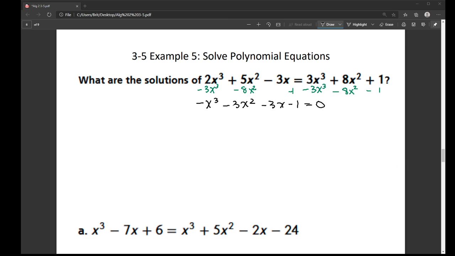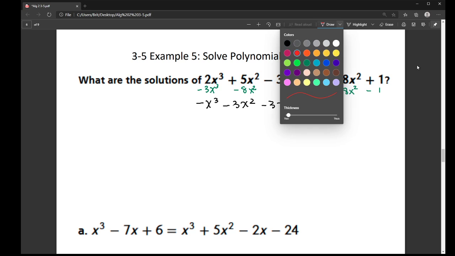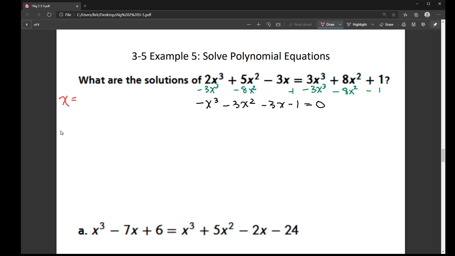So now that we've done that, we would need to go about finding our real or imaginary zeros. Just a reminder, because this has an exponent of 3, that's telling us we're looking for 3 zeros. The degree of the polynomial tells us how many zeros or solutions there should be. So in the end, I'm looking for 3 separate x's.